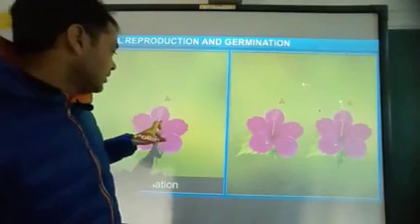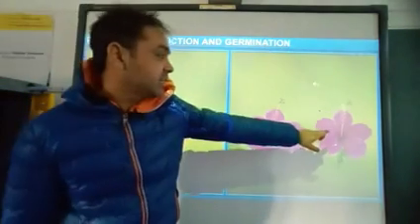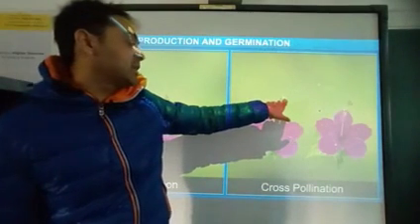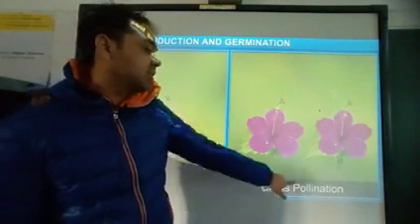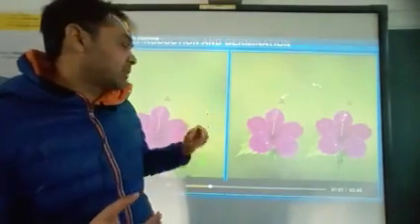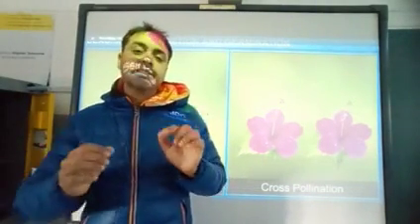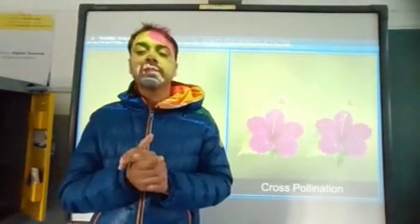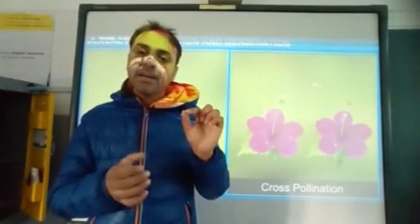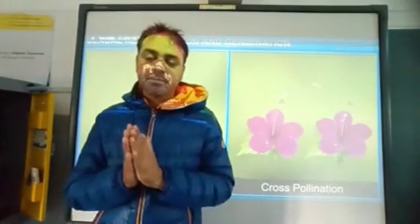Okay, see, the pollen grains are transferred from here to here. It is self-pollination. But in this case, you can see the pollen grains from this flower are transferring to the stigma of this flower. So it is called cross-pollination. Okay, so this is the process of pollination. So what is the benefit of this pollination? Because we discussed that the male nucleus has to fuse with the female nucleus, and the male nucleus is present inside the anther and the female nucleus is found inside the ovule, that is the pistil.